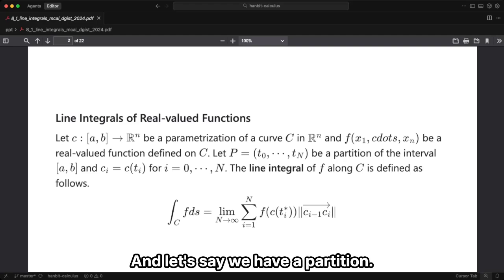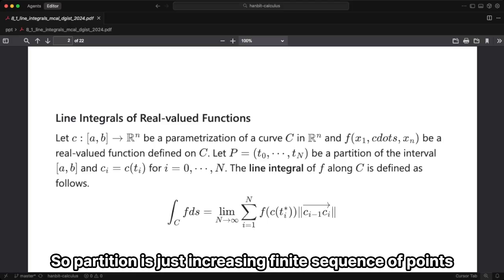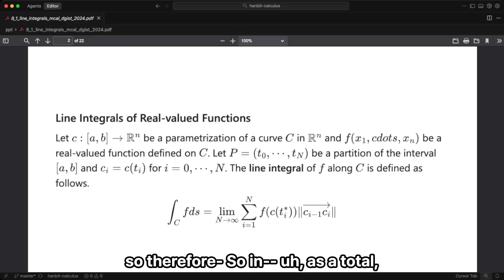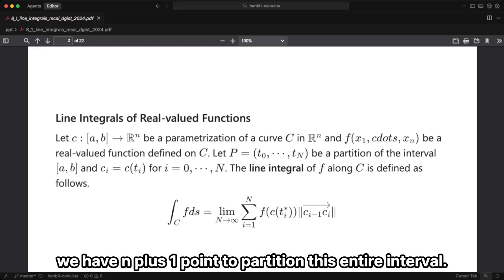And let's say we have a partition. So what is a partition? You can see my book for the definition of partition. A partition is just an increasing finite sequence of points from the left end to the right end of the interval given in the parameterization. So t_0 is a, t_n is b, and there are n subdivisions. Therefore, in total, we have n plus 1 points to partition this entire interval.